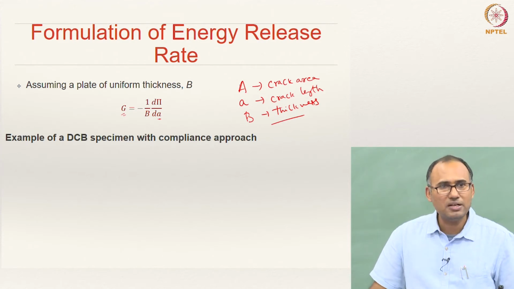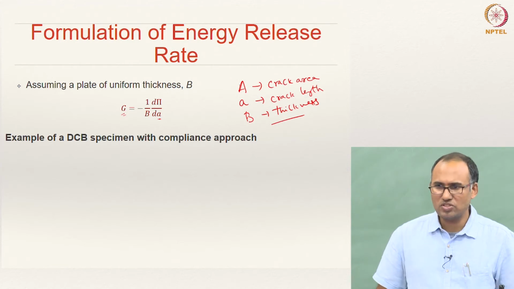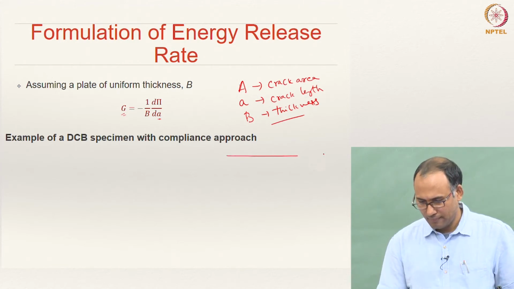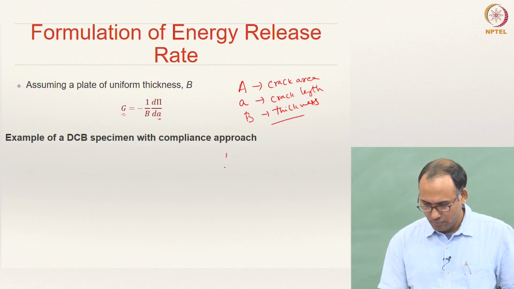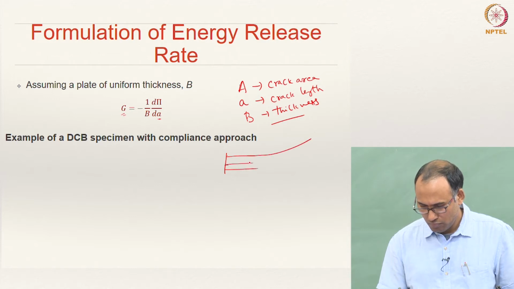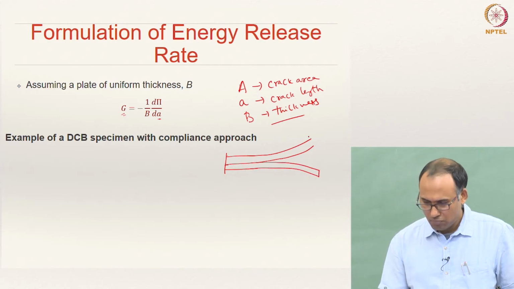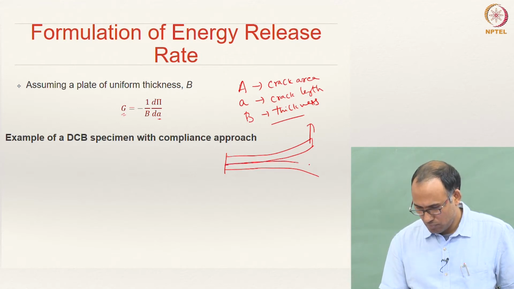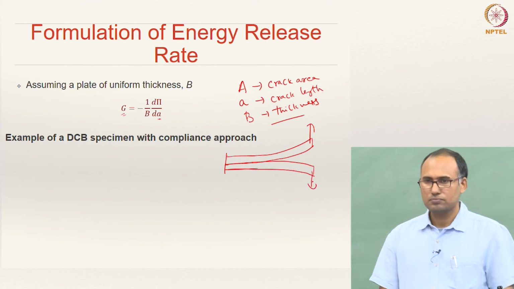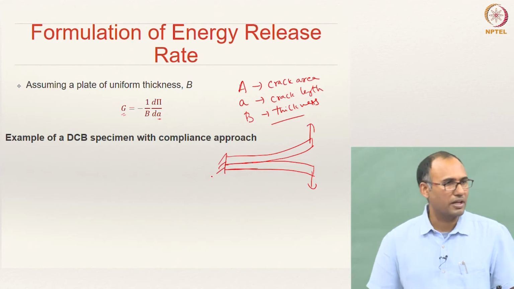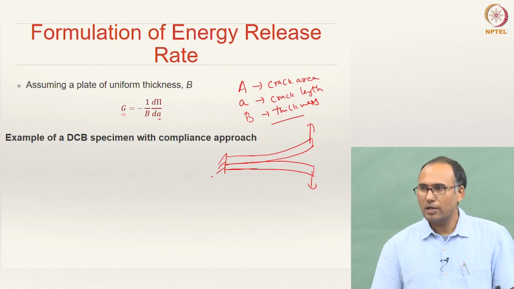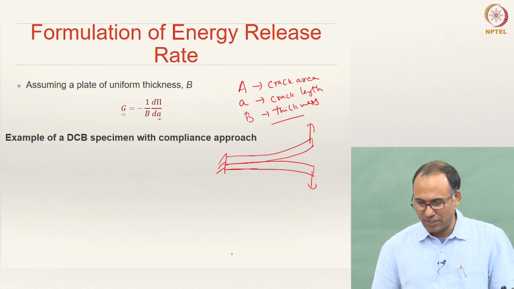Okay. And now let us consider the example of a DCB specimen. What do you mean by DCB specimen? Double cantilever beam. Have you heard of this specimen? It looks something like this. That is how it looks.